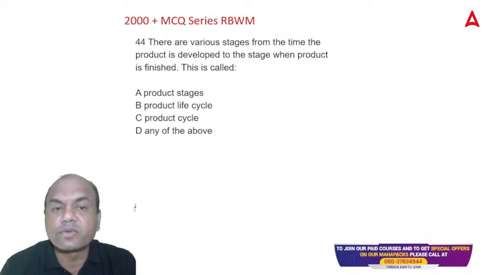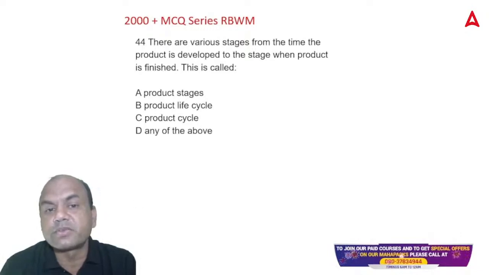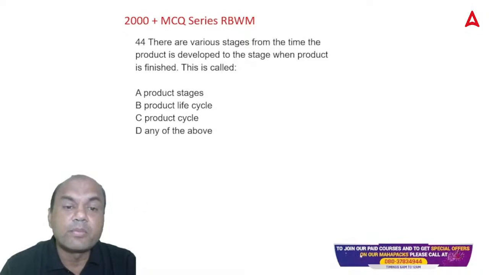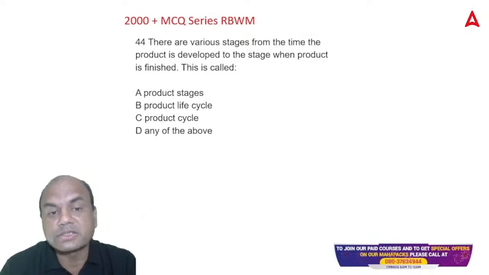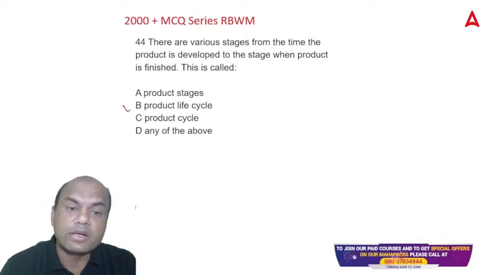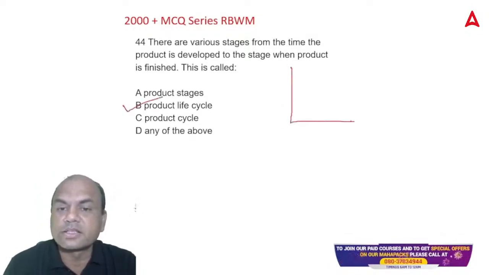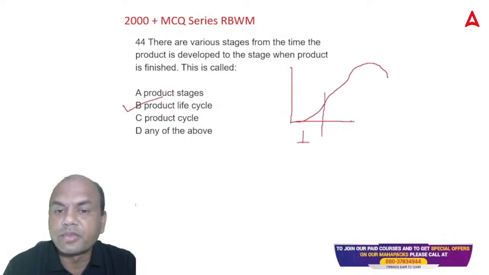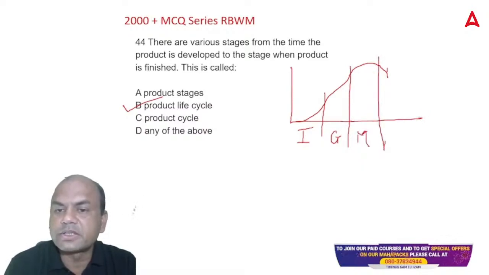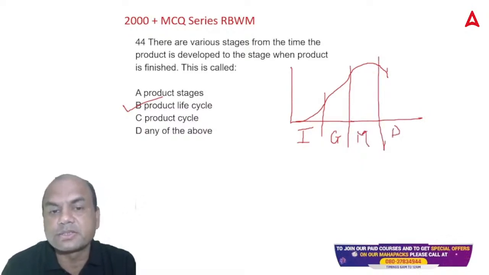There are various stages from the time the product is developed to the stage when the product is finished. This is known as the product life cycle. See, this is the answer. This is a product life cycle: introduction, growth, maturity, and the last one is decline. Okay, this is the PLC.